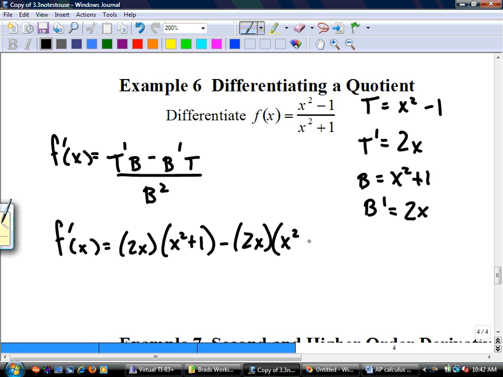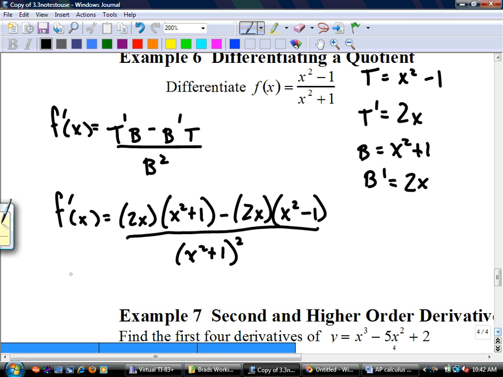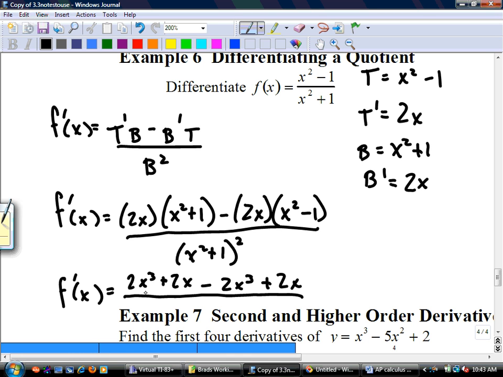The derivative of the top is 2x, and the top is x squared minus 1. This one's engineered to work out beautifully. So, unfortunately, or fortunately, we have to simplify this. 2x cubed plus 2x minus 2x cubed plus 2x, all over x squared plus 1 squared. So you get 4x over x squared plus 1 squared.